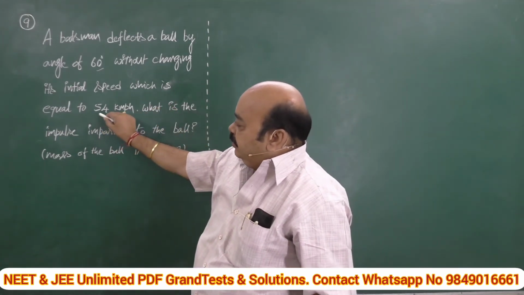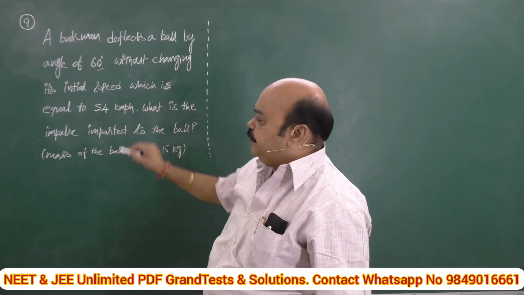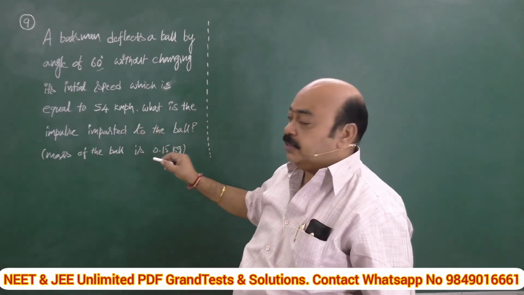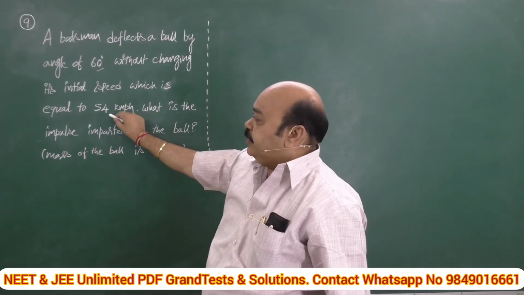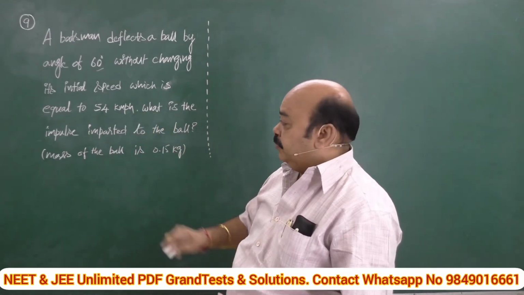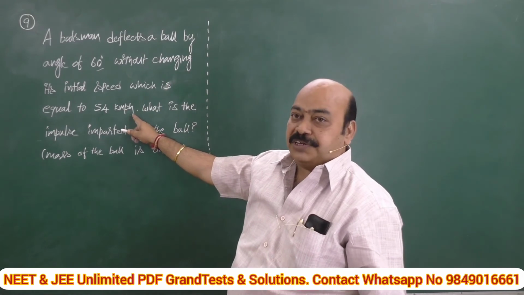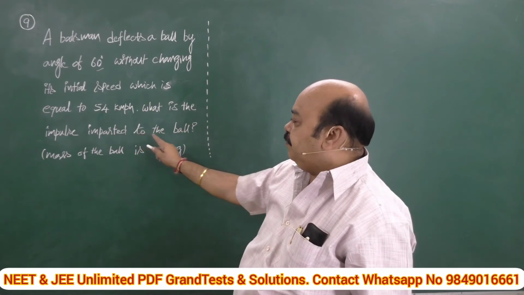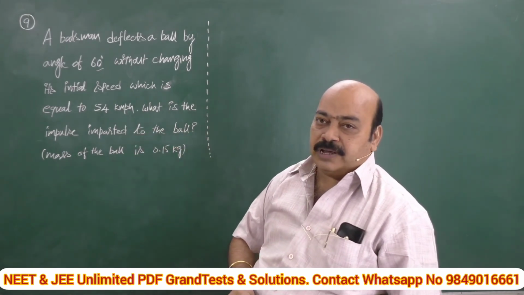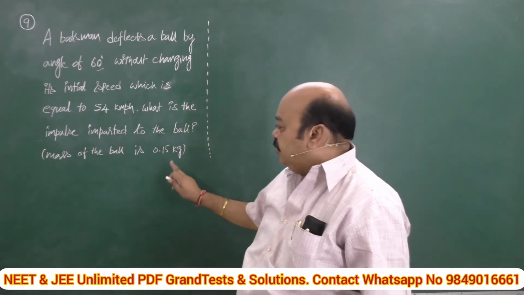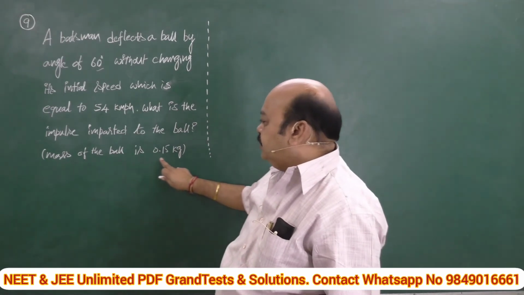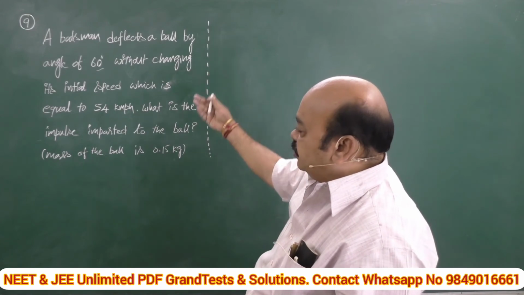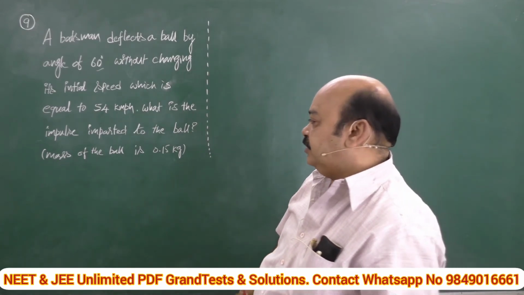Okay, the initial speed, which is equal to 54 km per hour, kmph. It's a different expression used for velocity. Mind it, it is not SI unit, we have to change it. Now what we want, what is the impulse imparted to the ball? Now we have to calculate the impulse imparted, and one more information is mass of the ball is given as 0.15 kg.